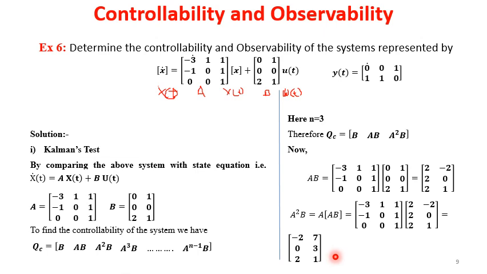Okay. Next, we get QC is equal to all these matrices, that is B, AB and A squared B. When we put here B is 0, 0, 2, 1, 0, 1 and AB is 2, minus 2, 2, 0 and 2, 1 and A squared B, just now we got minus 2, 7, 0, 3, 2 and 1.